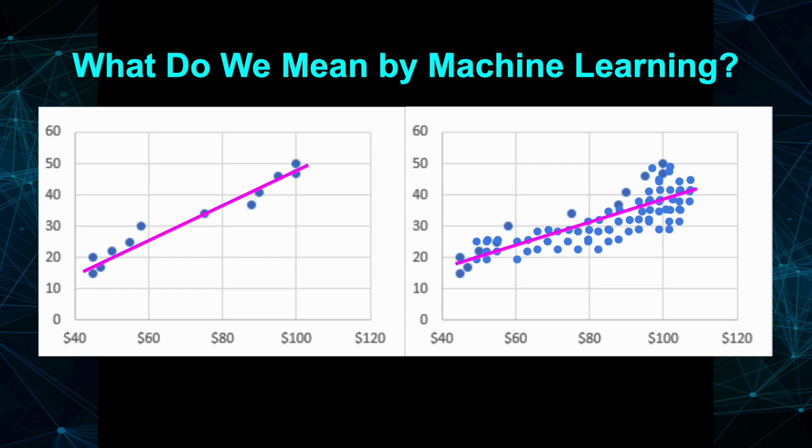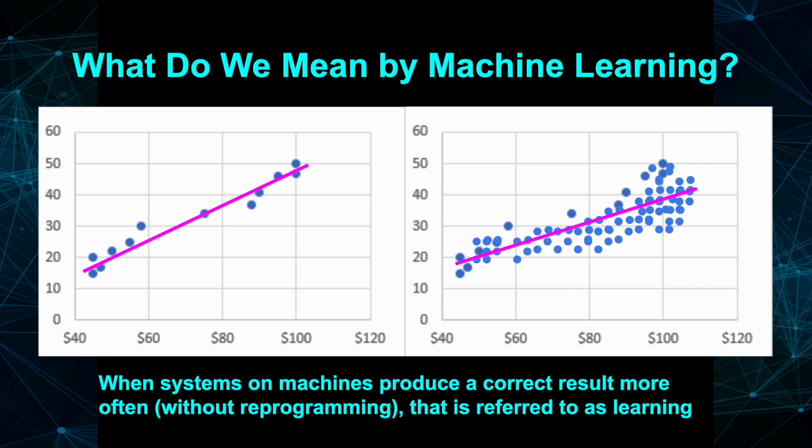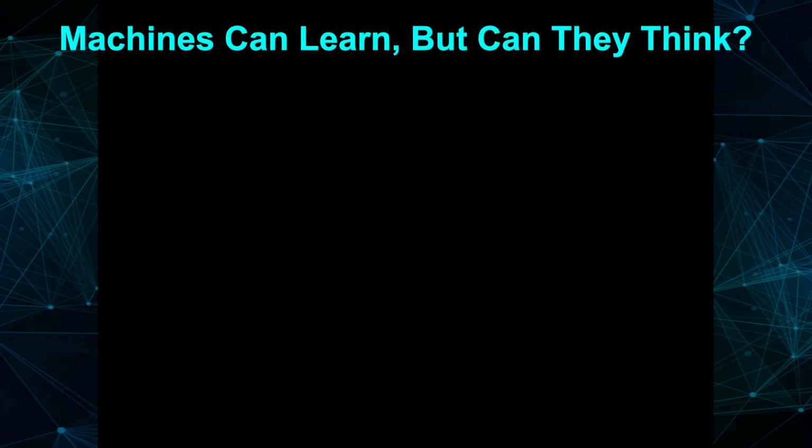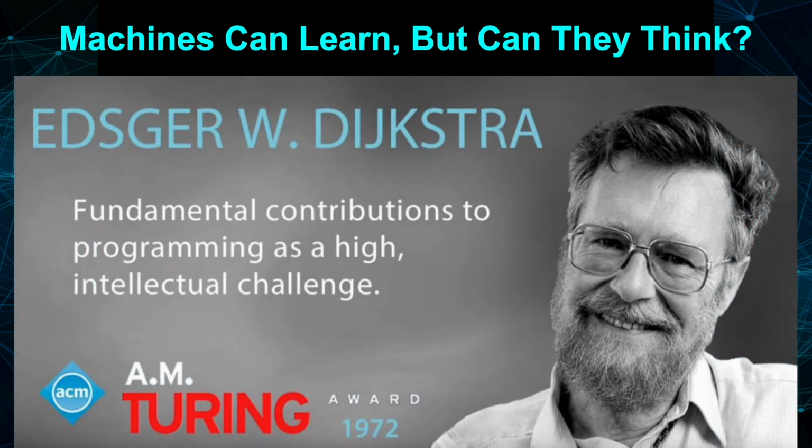AI systems find patterns through trial and error by processing massive numbers of examples. When systems on machines produce a correct result more often, without reprogramming the software, that is referred to as learning. Machines with AI software can learn, but can machines think?